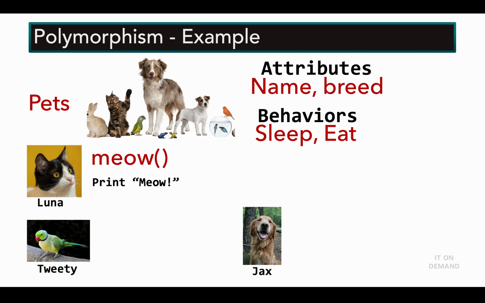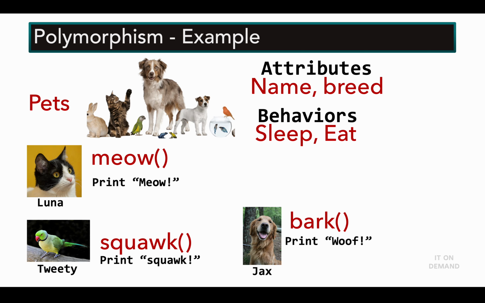And now let's say we want to have a method to make Luna do something. So we want Luna to make a sound. And we can have a method called meow. And when we write that method, all we want to do in the context of programming is just to print meow. And when we want Tweety to make noise or to say something, we call that method squawk. And when Tweety squawks, what we print out is the word squawk. How about Jax? You ask it to bark. What happens? We have this woof sound.